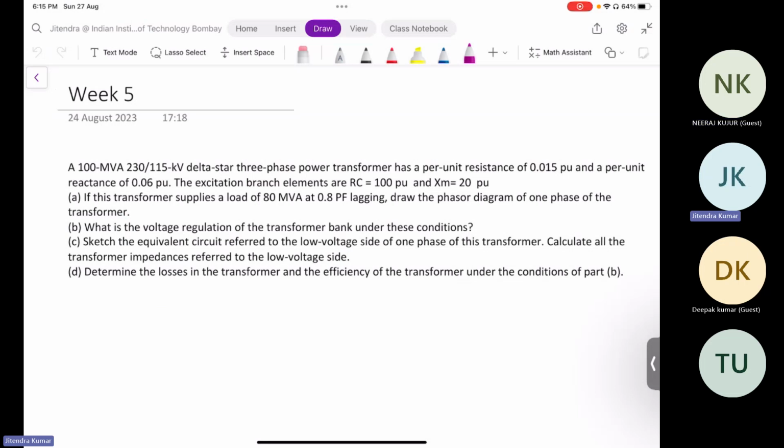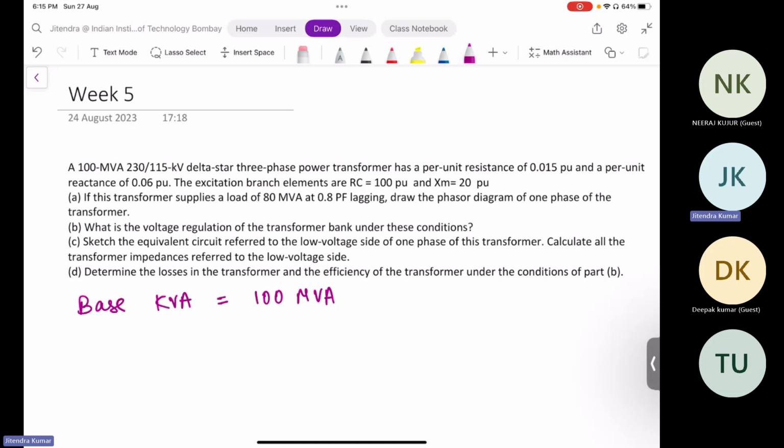Here in the problem, we are given actual values as well as per unit values. So we should proceed with the calculation of base values first, right? Okay, sir. So what will be the base value of apparent power? The rated apparent power, sir. Yeah, correct. So the base value of kVA would be 100 MVA.